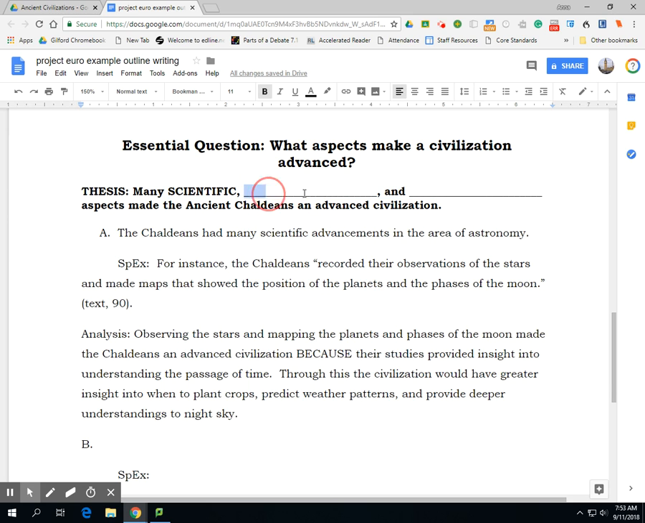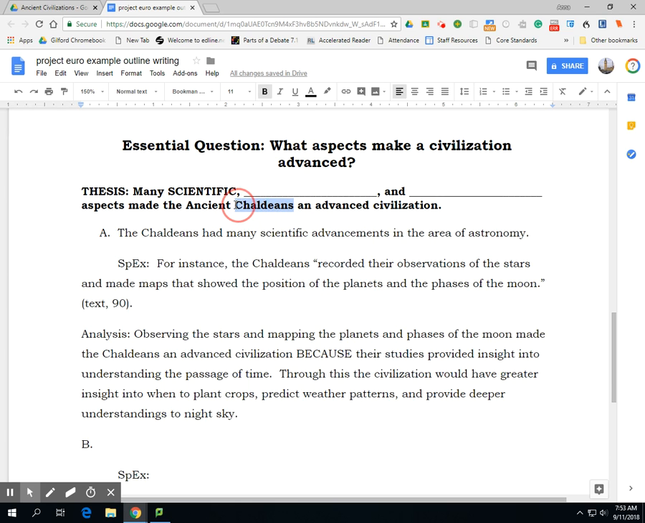Now, the reason why I have blank lines here is I don't know what your categories are going to be. For my model, I'm using a scientific category, so I put the word scientific. So I would say many scientific, religious, and governmental, societal aspects made the ancient Chaldeans an advanced civilization.